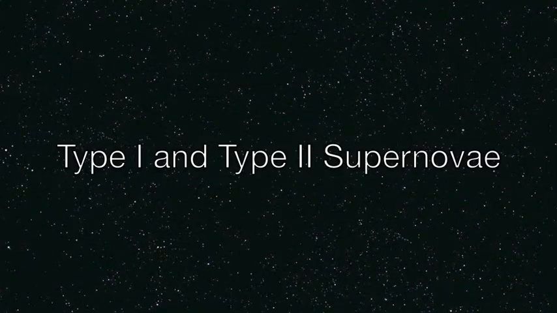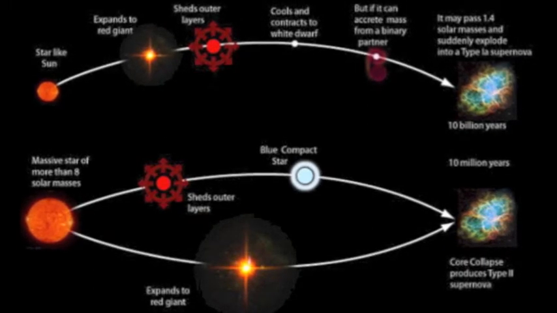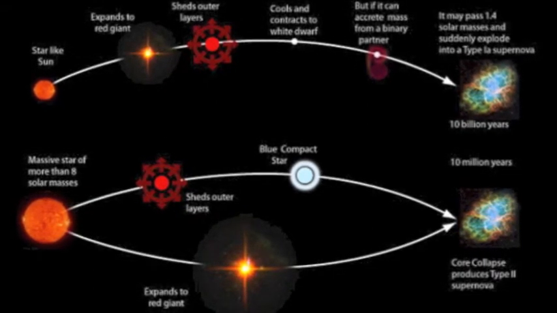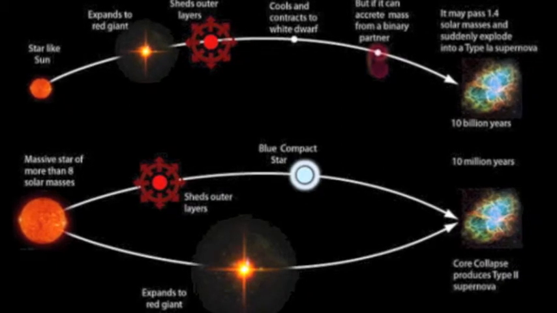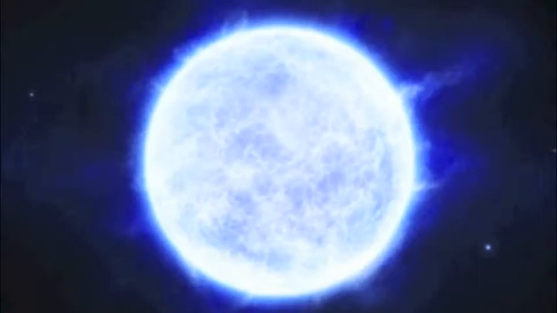Next, we will be exploring the two types of supernovae. In their research, scientists have identified two types of supernovae. Type 1 supernovae are white dwarf supernovae, and type 2 supernovae are massive star supernovae.